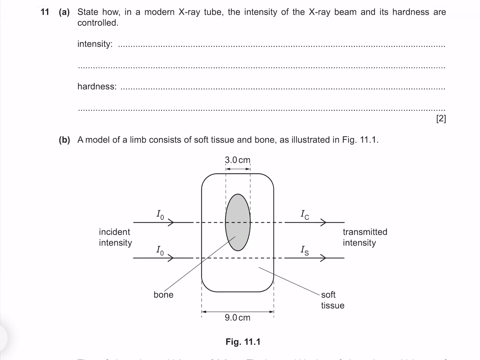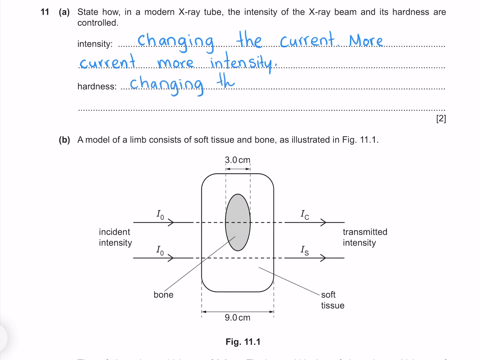State how in a modern X-ray tube, the intensity of the X-ray beam and its hardness are controlled. The intensity is changed by changing the current, more current giving more intensity. And hardness is changed by changing the voltage, more voltage giving more hardness.